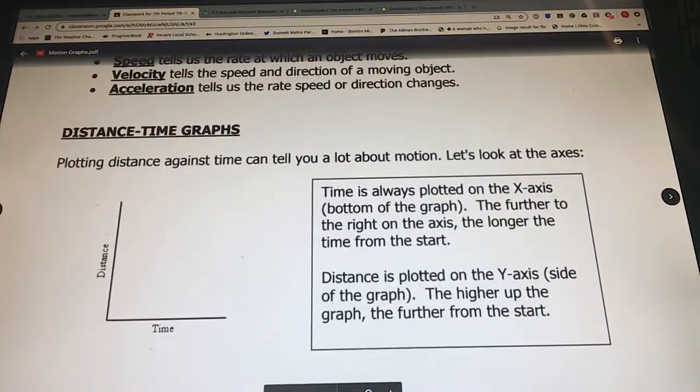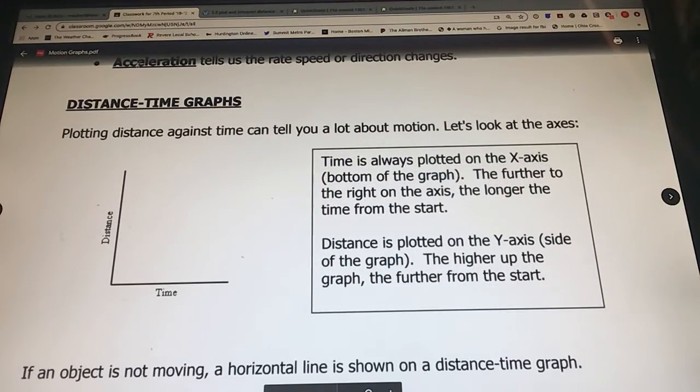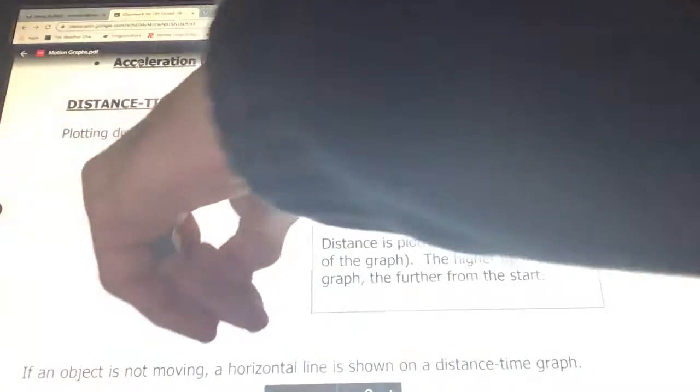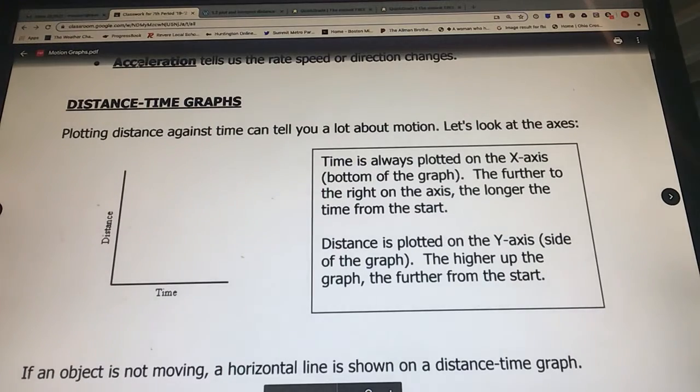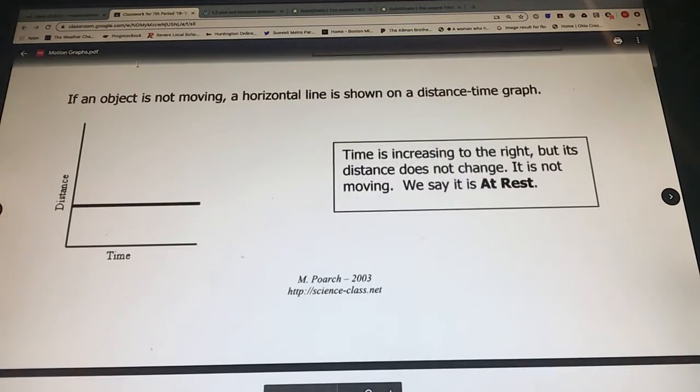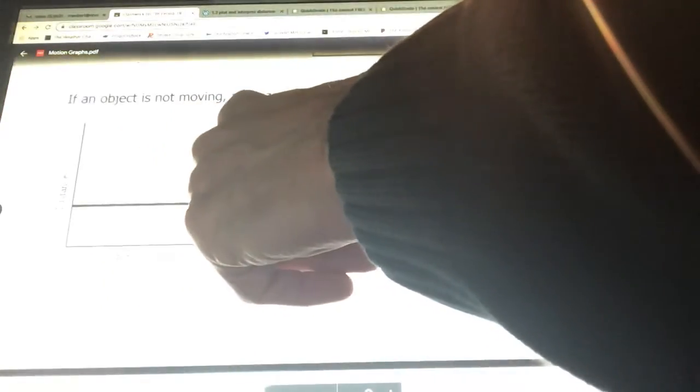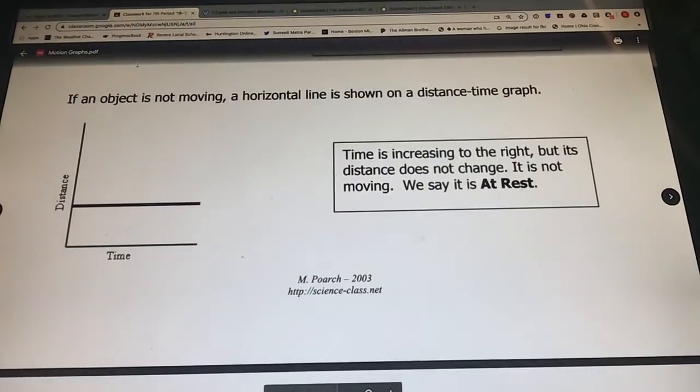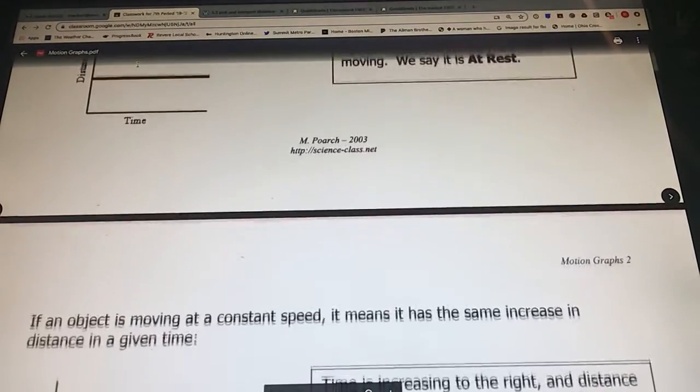Okay, distance graphs. Time is always plotted on the x-axis, as I mentioned before. Distance is always on the y-axis. If an object is not moving, a horizontal line is shown on the distance-time graph. So whatever these numbers are, the distance is not changing as time moves on from left to right. Let's say this is 2 meters. 2 meters, 2 meters, 2 meters, 2 meters as time is moving, so she has not moved at all, or he has not moved at all, whatever it is.